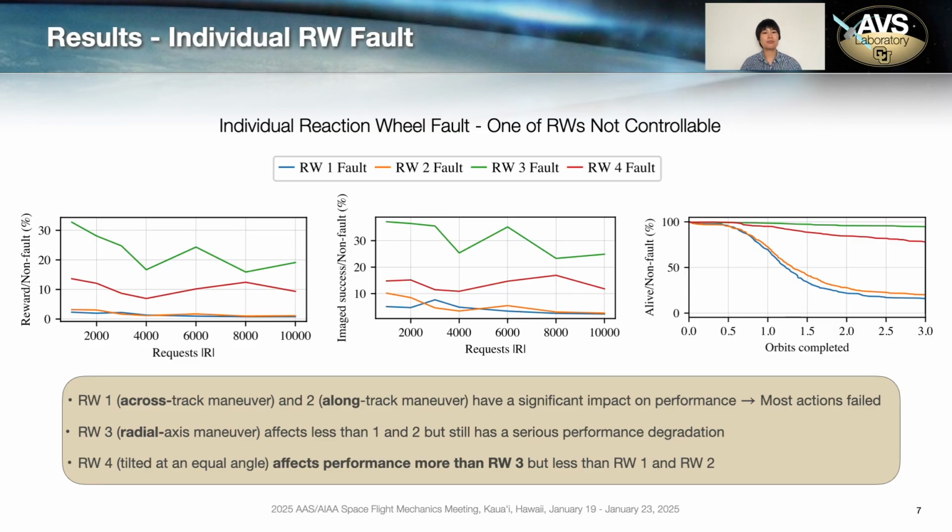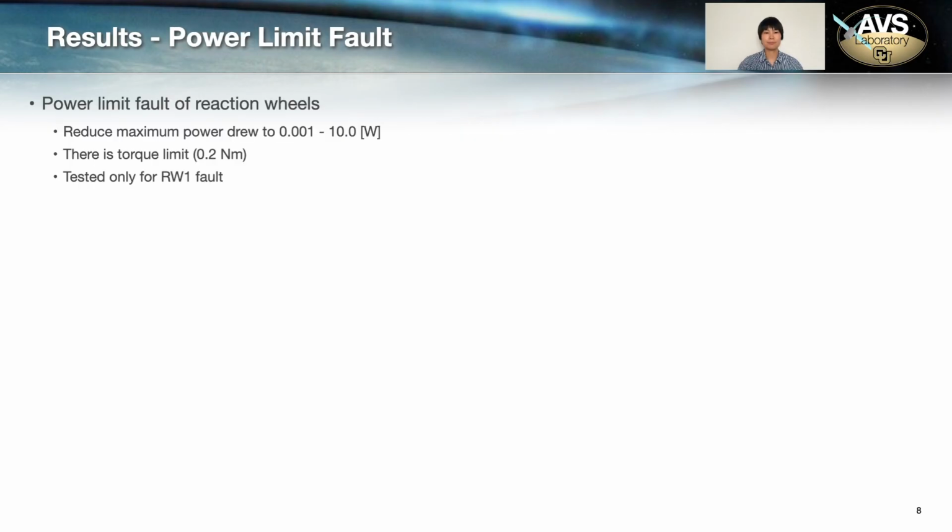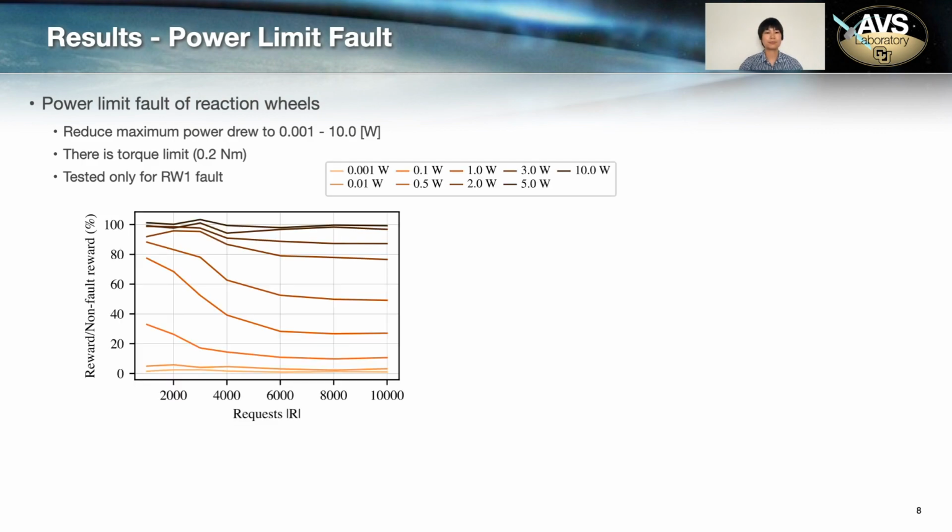And finally, reaction coil 4 is kind of between those two cases. And as you can see from this figure, reaction coil 1 has the most impact, so I'm focusing on reaction coil 1 fault for the different types of fault. And the first one will be power limit fault, and we reduce the maximum power draw from 0.01 to 10 watt. And there is torque limit as a default, but there is no such limit for power draw.